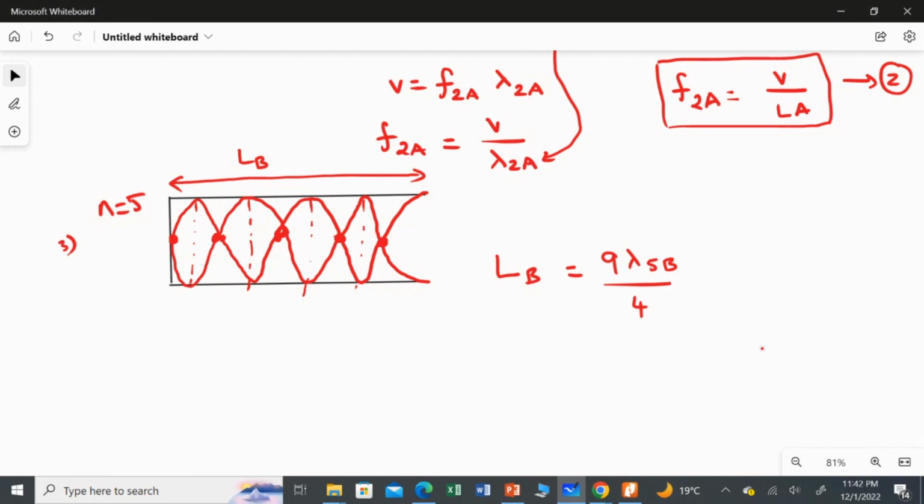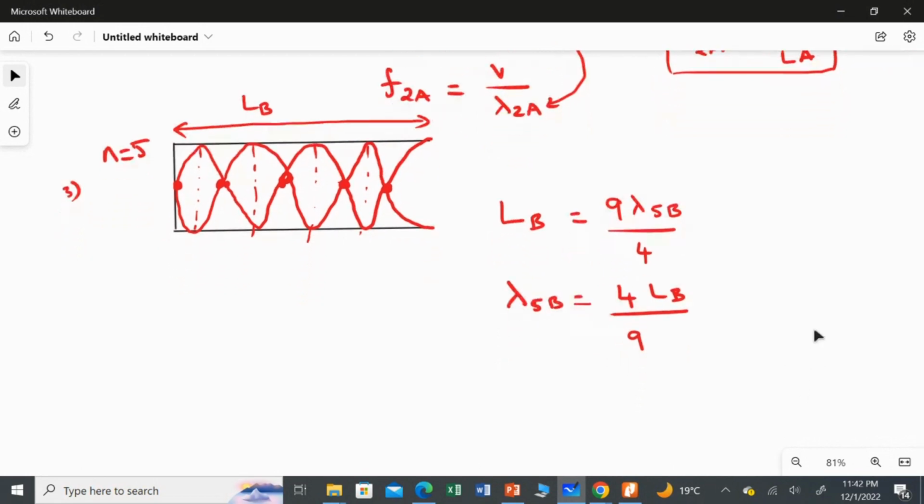Clear? Okay. Now I am going to frame the equation for the speed. But better we convert this in terms of lambda. Therefore, the wavelength for n is equal to 5 for pipe B is equal to 4 times LB over 9, I think, right? This one, okay, over 9, that's it.